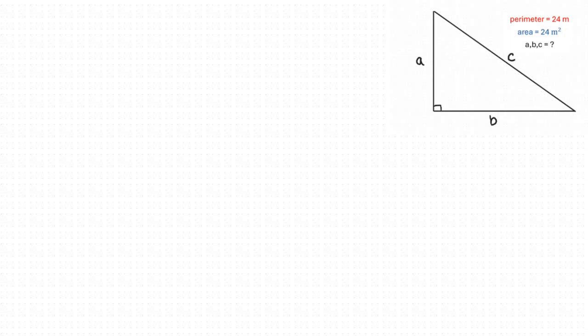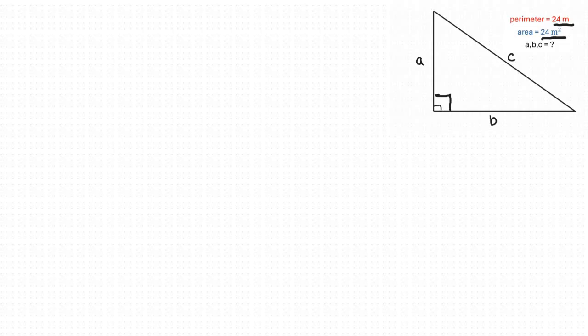We have a nice geometry problem here. We have a right angle triangle with perimeter 24 meter and area of 24 meters square. So we have to find the value of the three sides A, B and C.